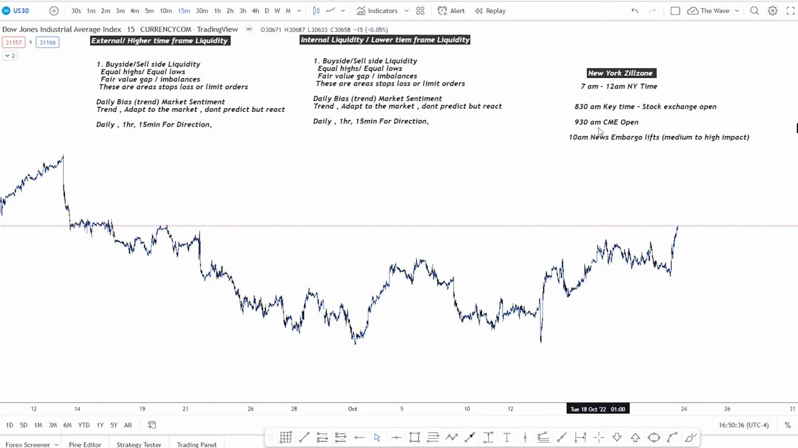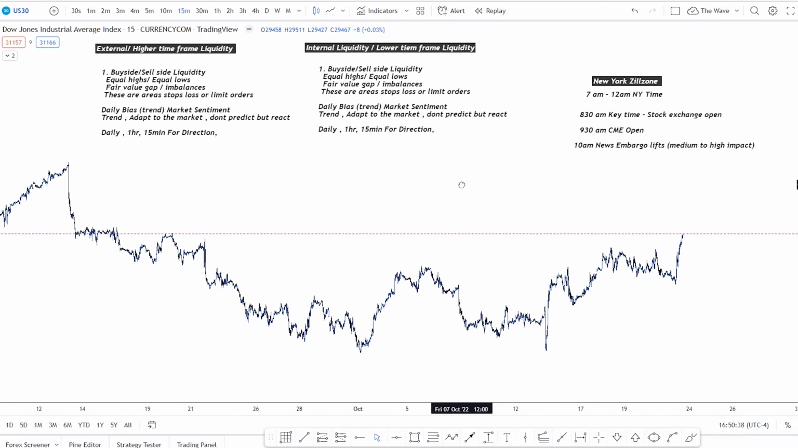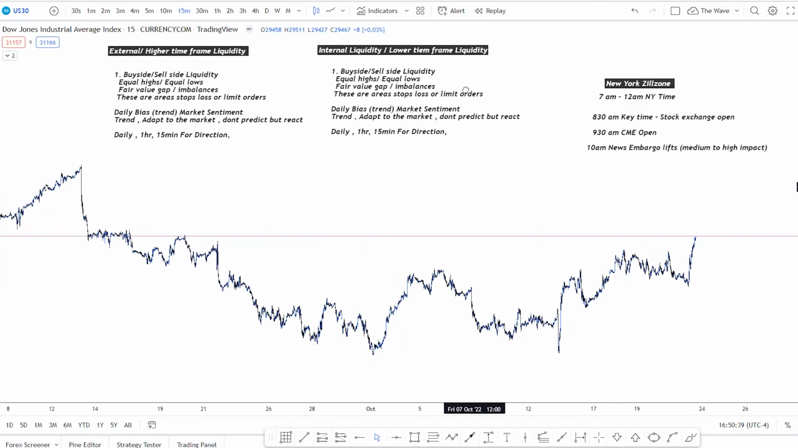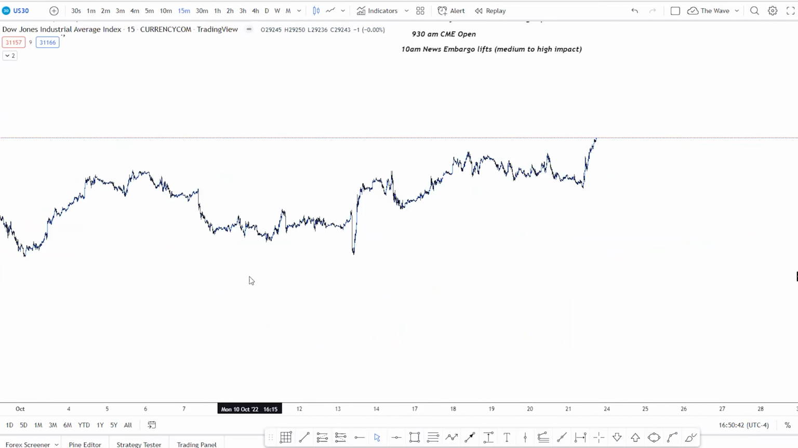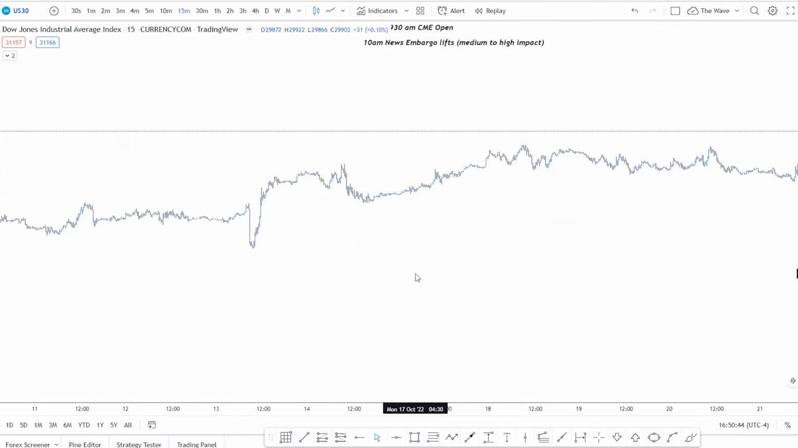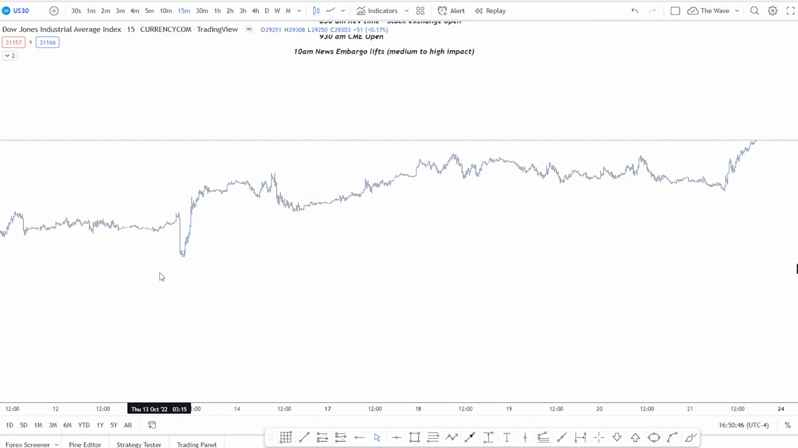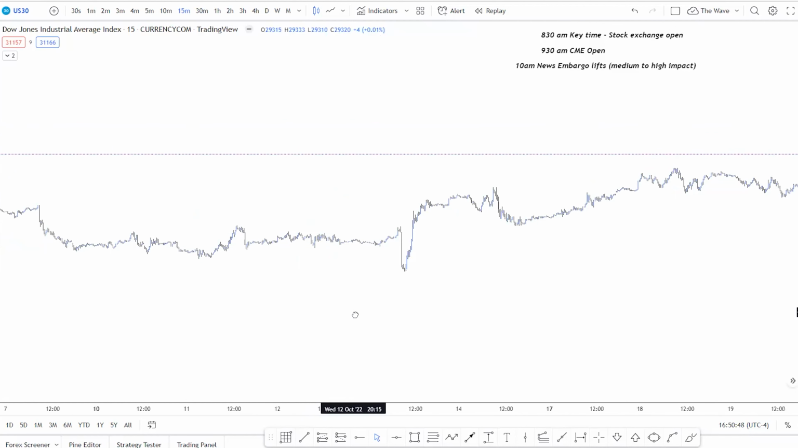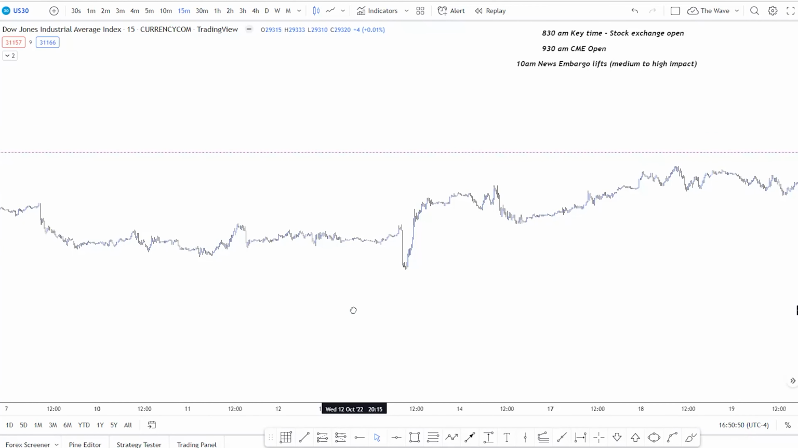So knowing that, let's simplify that some more. Coming into our 15-minute time frame, we're going to come back on Friday.